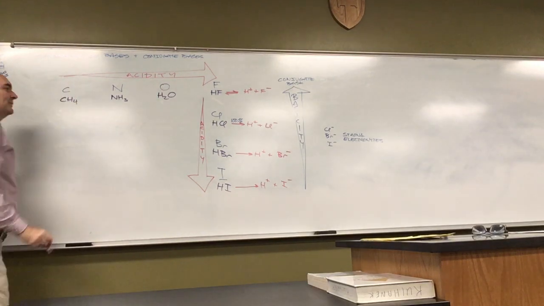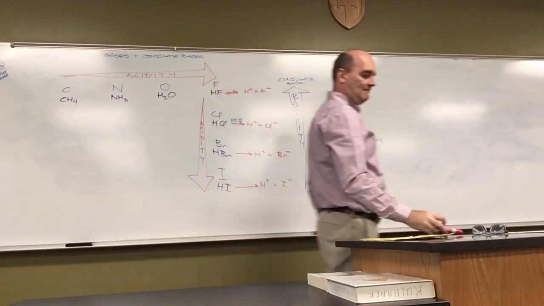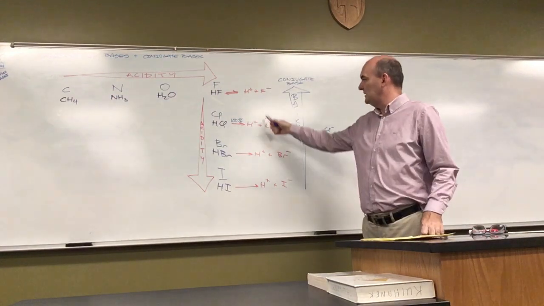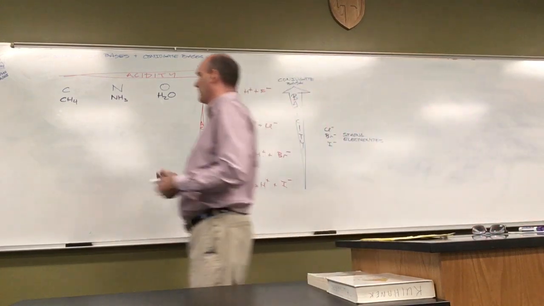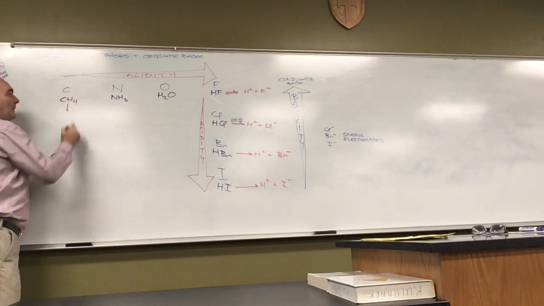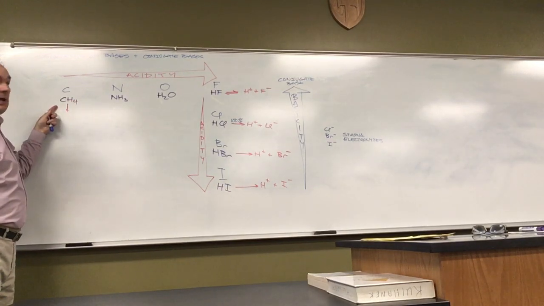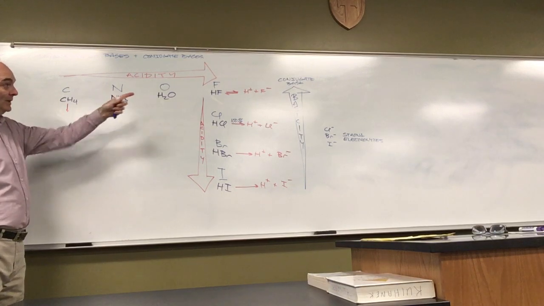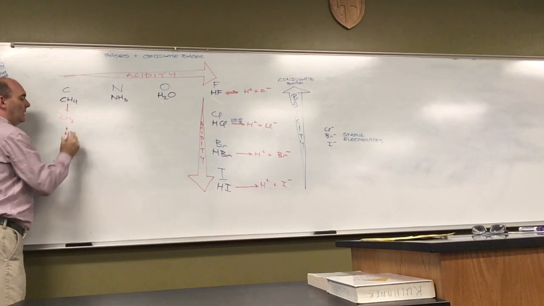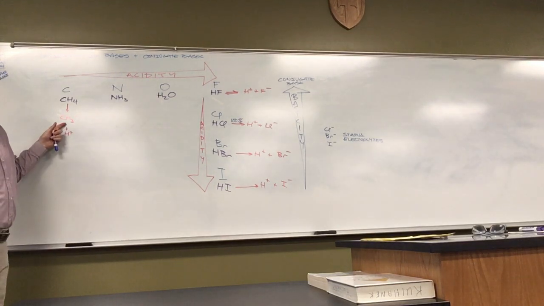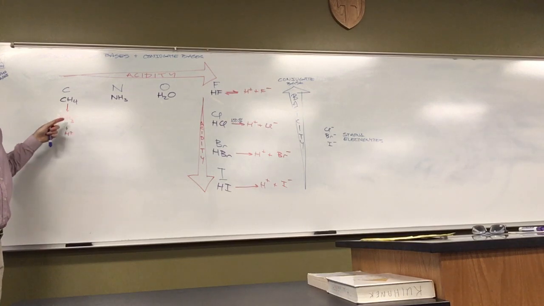All right, let's do the same thing that we did with the verticals right there. I'm going to take this molecule and I'm going to strip it of an H plus. So its conjugate base is CH3 minus. This is something called a methyl carbanion. Carbon, anion, carbanion.